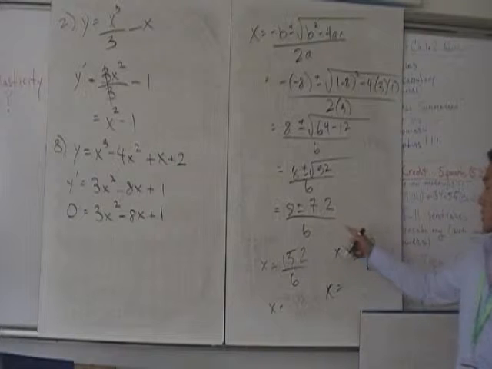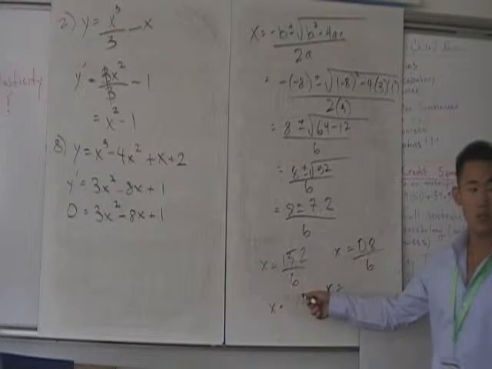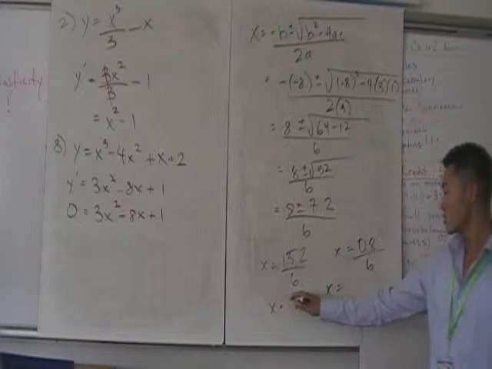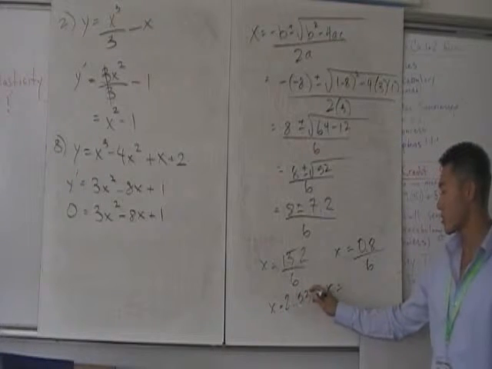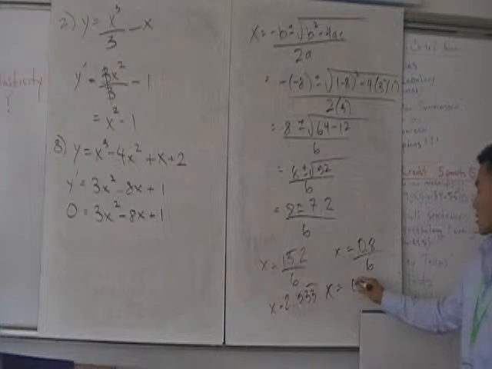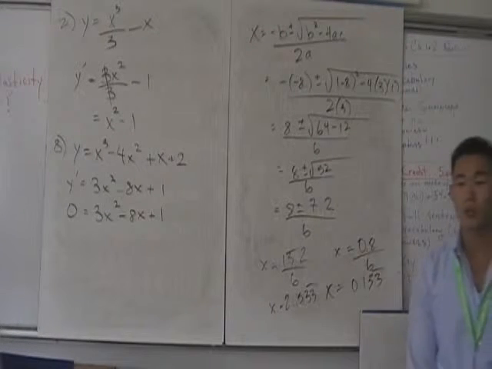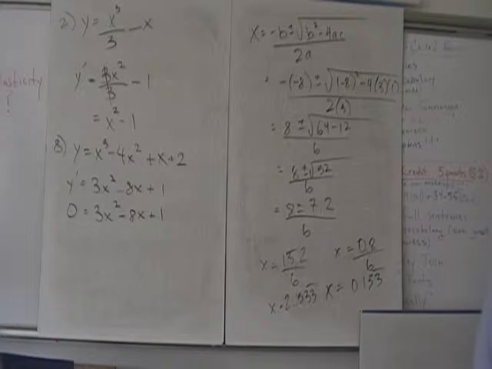8 minus 7.2 is 0.8. Okay, so what's this? Come on, people. 2.2, 2.2. And this one? 0.133. There's your answer. Okay, so you just use the quadratic formula. Any questions there?